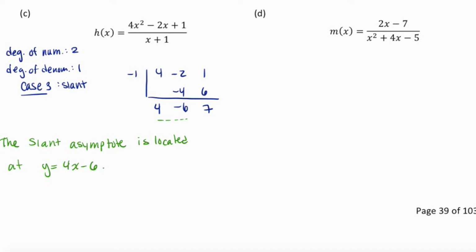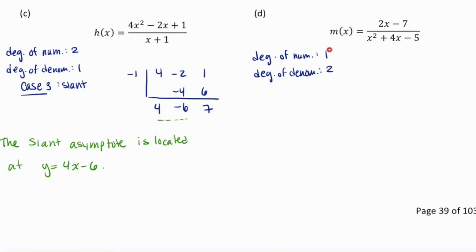Finally, let's look at example D. M of x equals 2x minus 7 divided by x squared plus 4x minus 5. The degree of the numerator is 1. The degree of the denominator is 2.